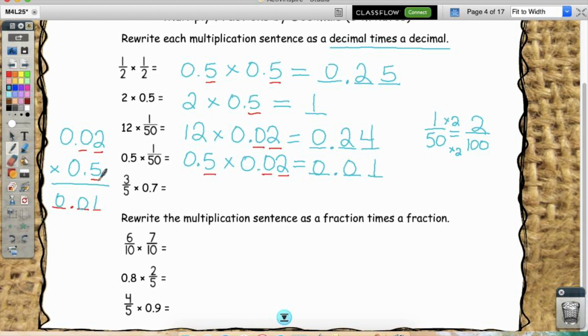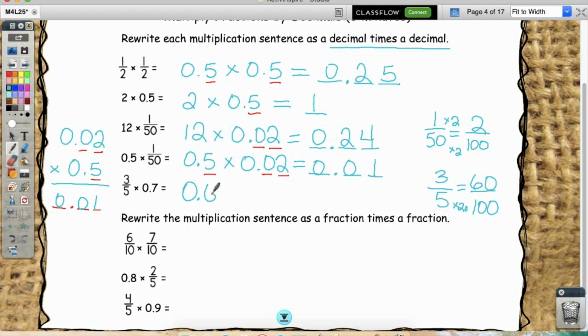3/5. Does anybody remember what that was as a fraction? Let's figure it out. 3/5 equal to blank 100ths. Everybody write it down. Get your pencil, write it down. Okay, so 5 times what equals 100? 20. So 3 times 20? 60. Okay. So it's going to be 60 hundredths.